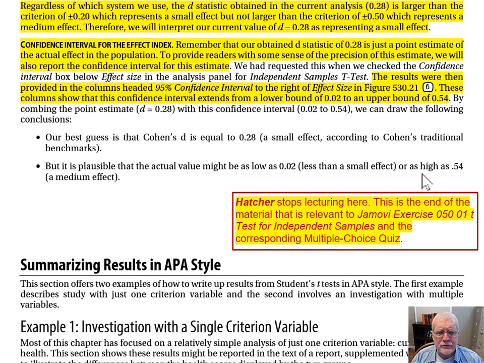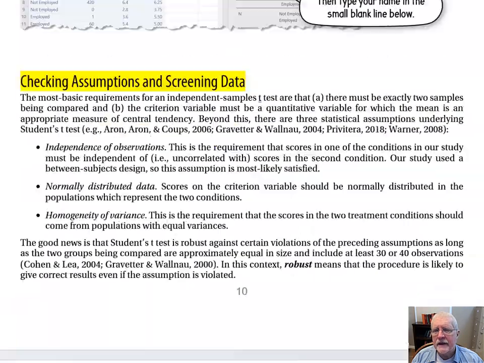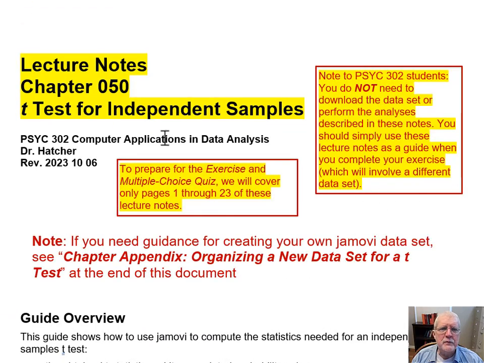Now, my chapter on this topic continues, but Hatcher stops lecturing here. This is the end of the material that's relevant to the jamovi exercise 050-01, t-test for independent samples, and the corresponding multiple choice quiz. So you now know the things that you need to know to be able to complete the exercise in this unit. Now remember, I don't expect you to do the analyses that I just demonstrated with my data set. You'll perform these analyses, but you'll perform them on a different data set. You will use a different data set and compute the t-test for independent samples.